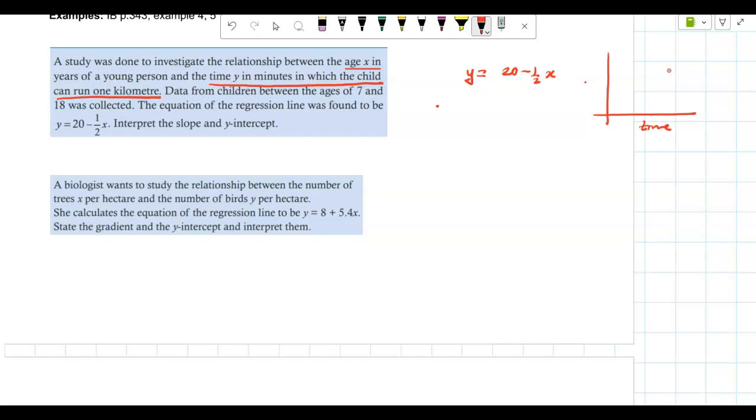Very good. X is the years and y is the time, so it's a negative correlation. With every year increase, the time to run 1 kilometer decreases by half. And the y-intercept here is 20. Your initial value, when the kid is 7, the time they take to run 1 kilometer is 20 minutes. 20 minutes for 1 kilometer, no? How can you run 1 kilometer? I think 20 minutes.